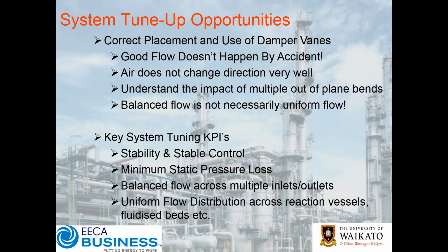So as you go through, you can systematically eliminate these defects in the system, and then as you do that, you can realise the benefits. So to summarise, we have a number of key system tuning KPIs that we need to worry about, and the first one is stability and stable control. So we need to be able to have stable control of our flows, and then by default obviously temperatures, humidities and so forth, and then obviously be able to know that we can get them consistent, get them balanced.